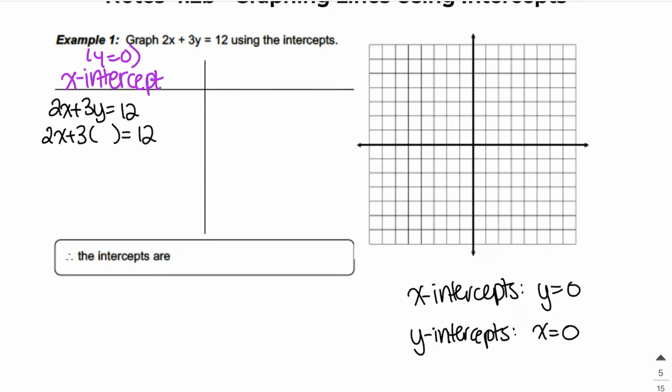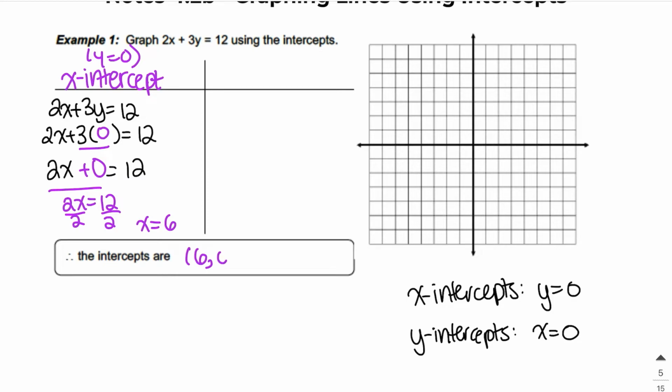So here I'm going to put the 0 in for y. So this is 3 times 0 because this is multiplication, and 3 times 0 is 0. So I end up getting 2x plus 0 is equal to 12. But 2x plus 0 is just 2x. So I can divide both sides by 2 and I get x equals 6. So one of my intercepts would be 6, 0. I have to put 0 in for that y value, okay?